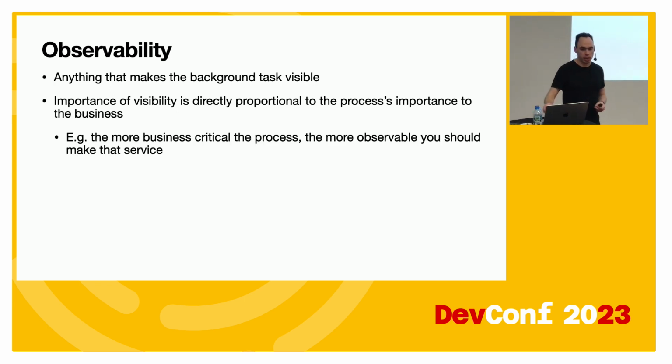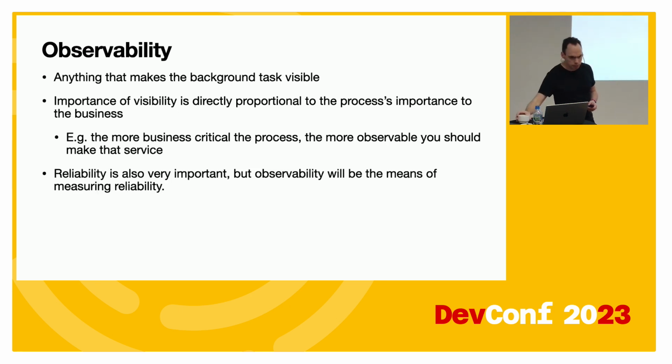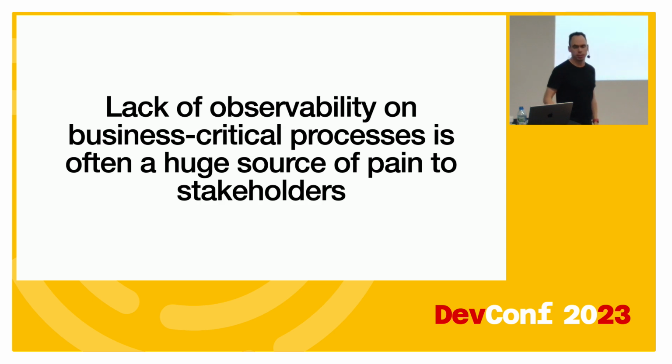The more business critical the process, the more observable you should make it. Reliability is, of course, important, but without observability as a means of measuring reliability, it becomes difficult to see that a process is running and for stakeholders to have trust that that process is running. Lack of observability on business critical processes like background jobs is a huge source of frustration to stakeholders.